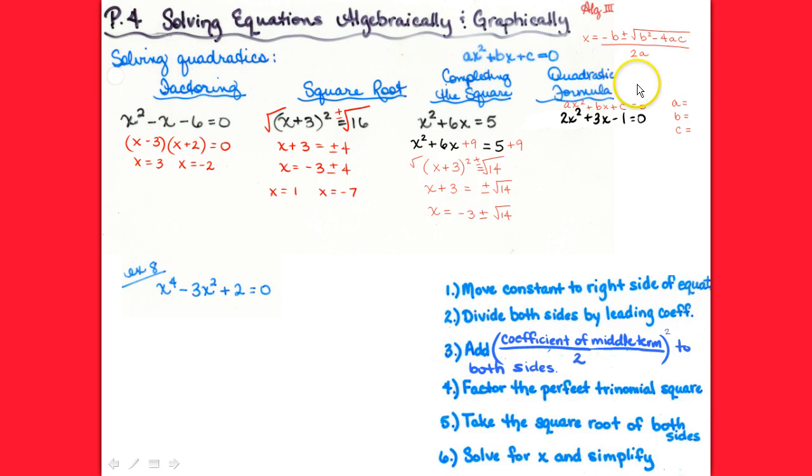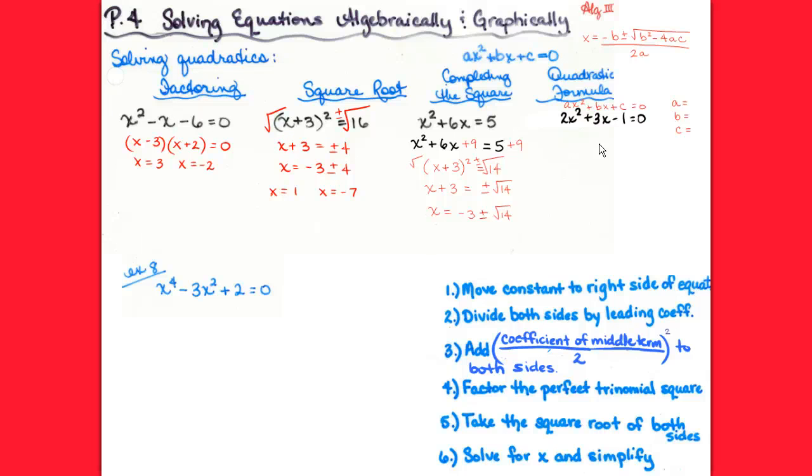First off, here is your quadratic formula up here. You do have to know that formula. The key for the quadratic formula is identifying a, b, and c. So if I line up ax squared plus bx plus c with my problem, what is a? 2. What's b? 3. And what's c? -1.